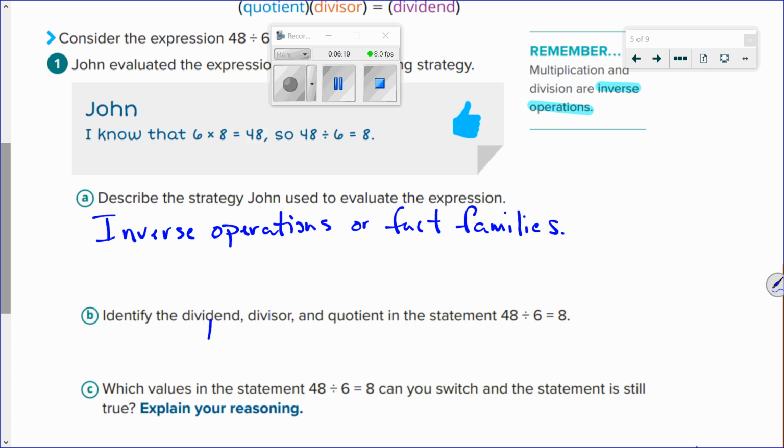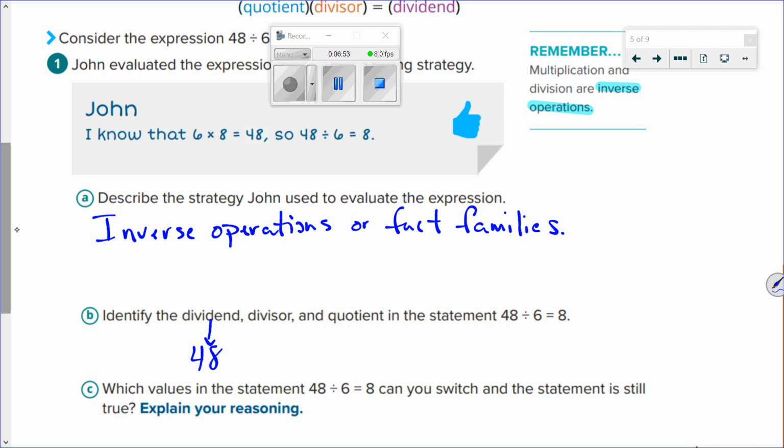So what is my dividend? Which number is the dividend? Tina? No, not the 6. That? Not the 8. Linda, we got one left. There we go. Dividend. Dividend is the number being divided. So the number being divided is the 48.